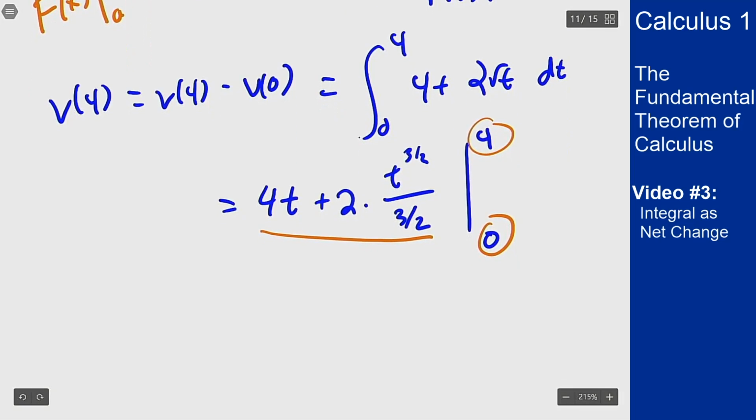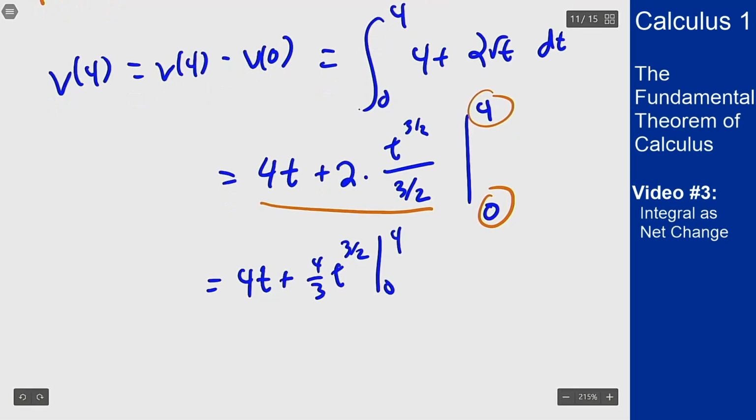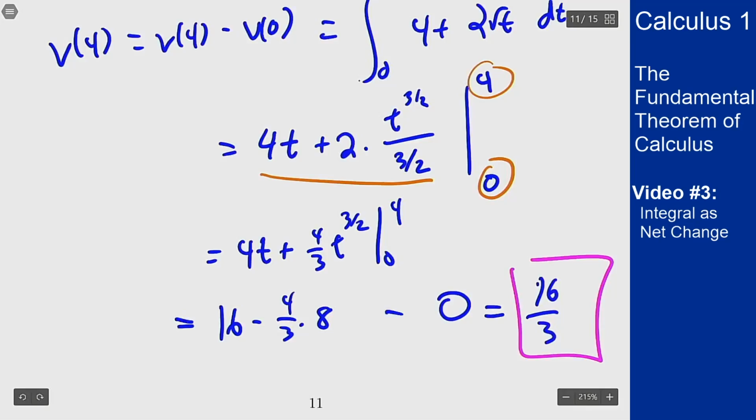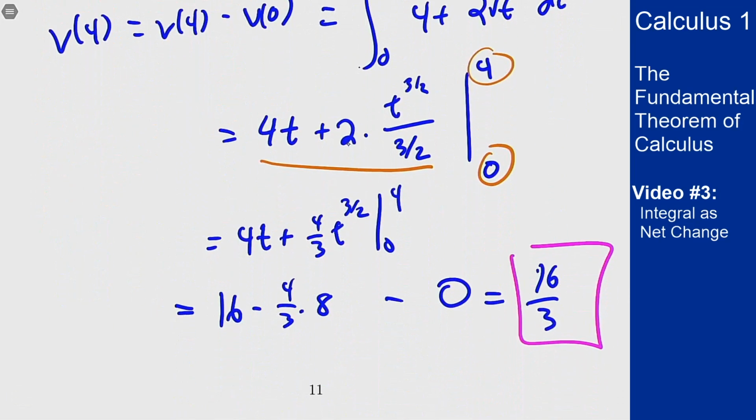So this gives me here 4t plus 4/3 t to the 3 halves from 0 to 4. If I plug in 0, I just get 0, so I can just plug in 4. 16 minus 4/3 times 8, and then minus 0. 16 minus 32/3 is then 16/3. Since the problem talked about liters per minute, this is in liters.